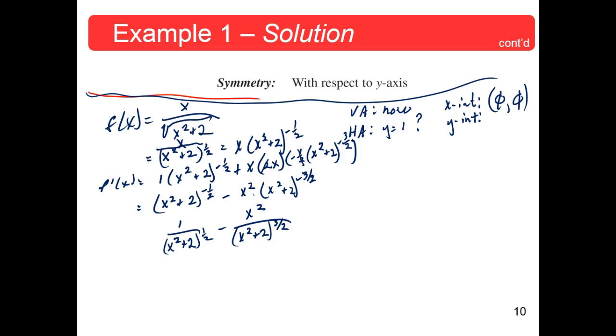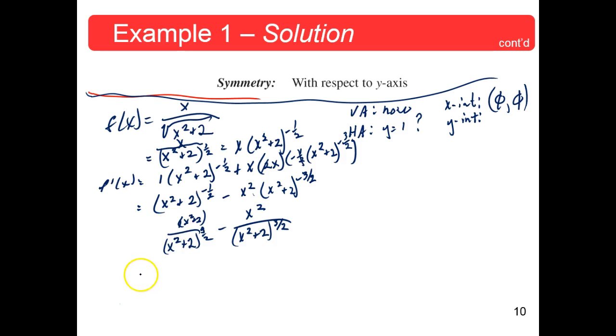Common denominator. And which would be? x squared plus 2 to the negative 3/2. Okay. So over here, you're going to have to multiply to get that as your common denominator. You're multiplying by x squared plus 2, right? So that'll make that to the 3/2 power, but up here, you'll need an x squared plus 2, right?